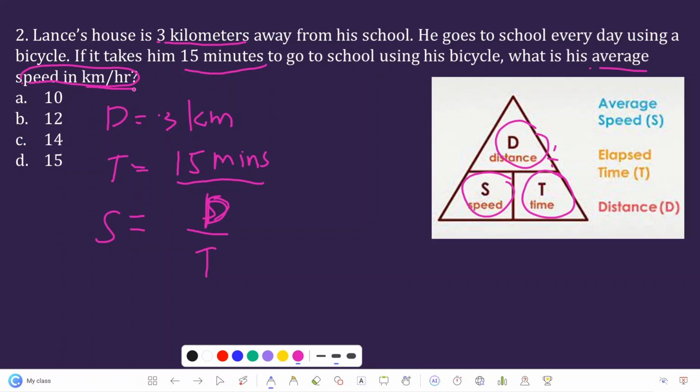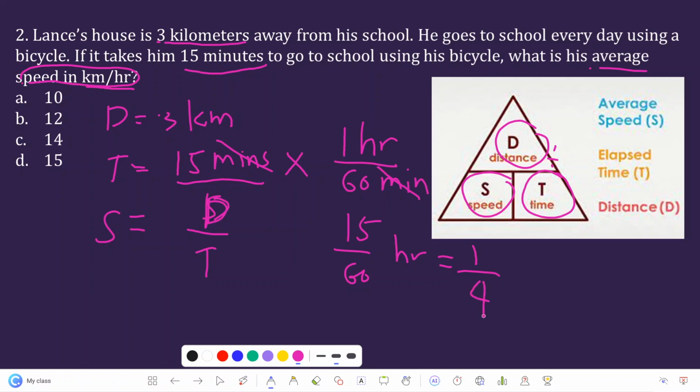So how do you convert minutes to hour? You simply multiply this by 1 hour over 60 minutes. Okay, so that you can cancel the minutes here. And then what will be left is 15 over 60 hour. So you can reduce this. 15 divided by 15 is equal to 1. 60 divided by 15 is 4. You have your 1/4 hour.